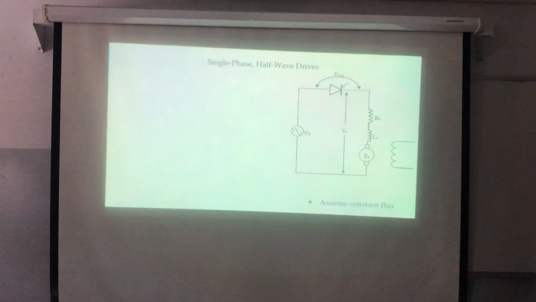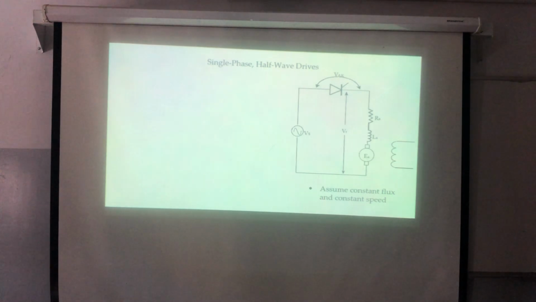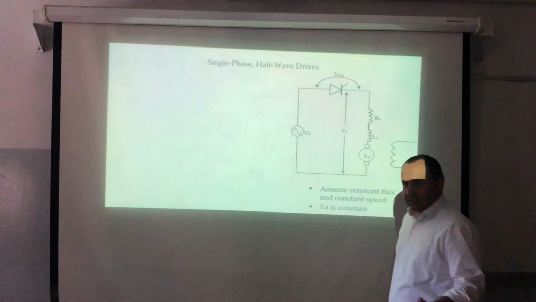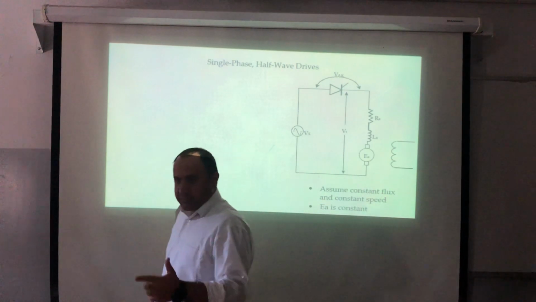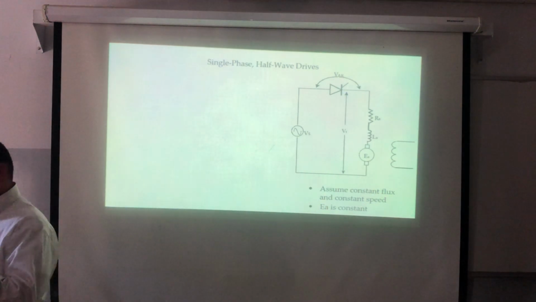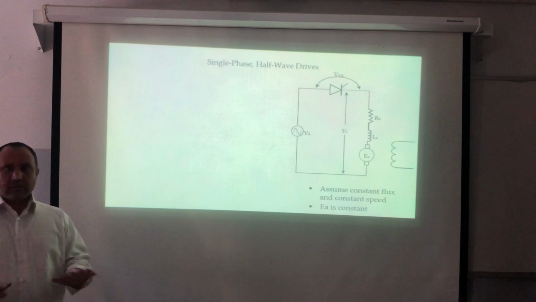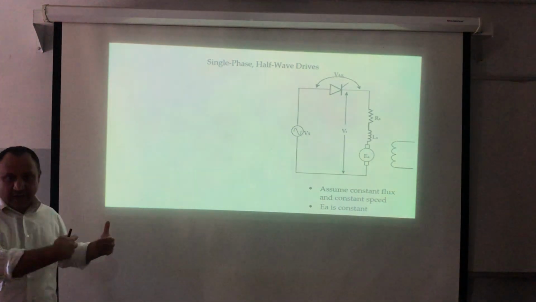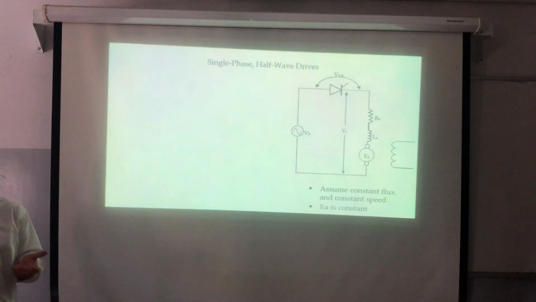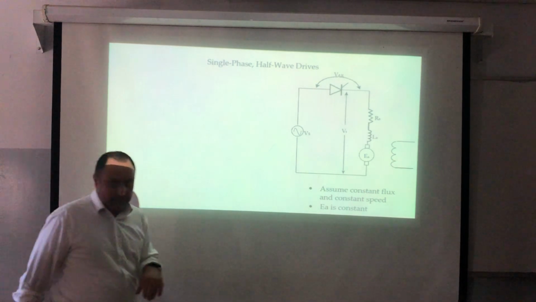So let's assume that I have constant flux, constant speed, and in this case EA will be constant. Why? The back EMF is proportional to the flux and the speed, correct? If I'm assuming that the flux is constant, because I'm not controlling the flux here, I'm controlling the armature circuit, and I'm assuming that the machine is rotating at constant speed. I'm discussing that point.